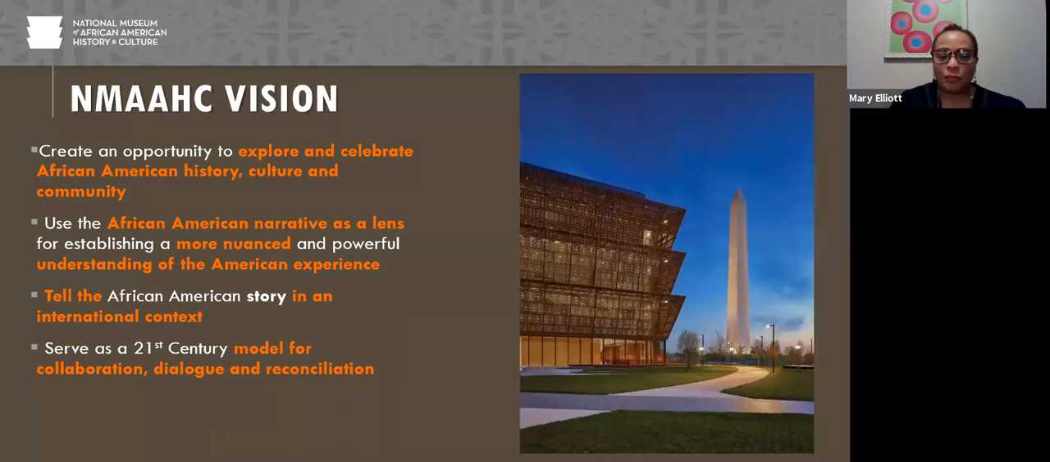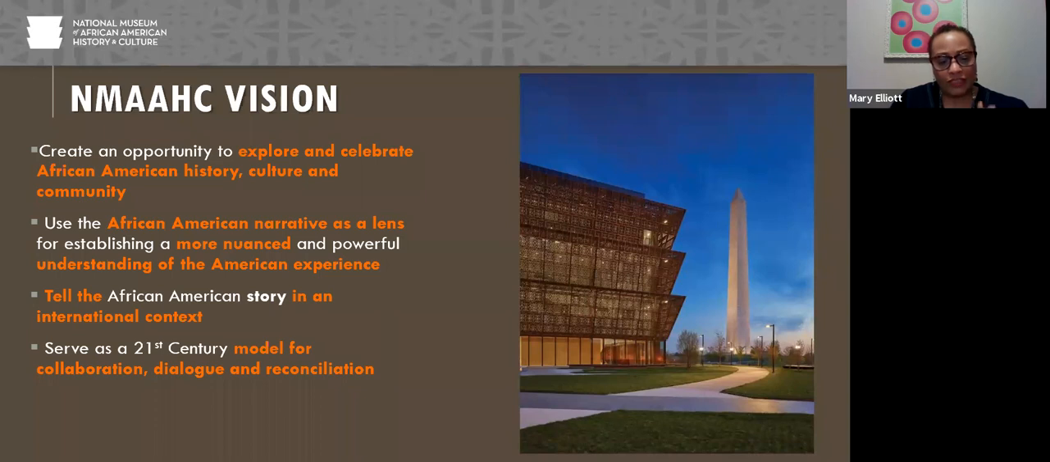So what's the vision of the museum? Well, there are a few key points. We want to explore and celebrate African-American history and culture and community. We also use the African-American narrative as a lens to provide a more nuanced and powerful understanding of the American experience. This is an American story. And we tell the African-American story in an international context. We look at the diaspora, and we look at all these other regions throughout the world that have connections to what became the United States and the lived experiences of Black people in the United States.